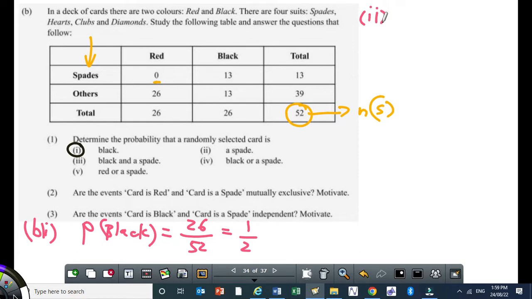The second one, which is the probability of getting a spade. So we've got spades here. The total is what? 13. So it will be P(spade). That would be 13 over 52. The contingency table is the easiest among the three of them. That's the Venn diagram, tree diagram, and the contingency table.